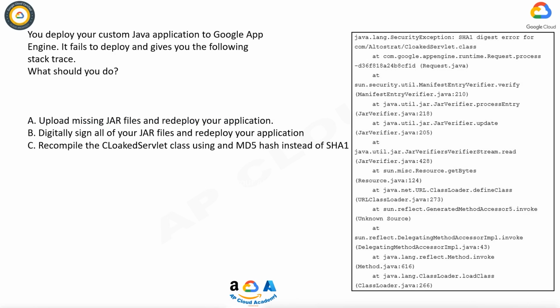You deploy your custom Java application to Google App Engine. It fails to deploy and gives you the following stack trace. What should you do?